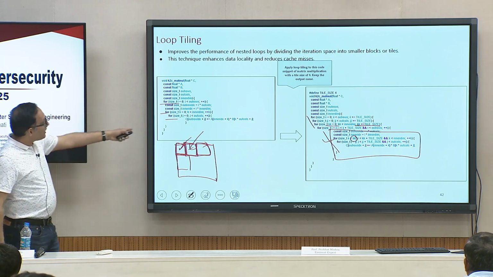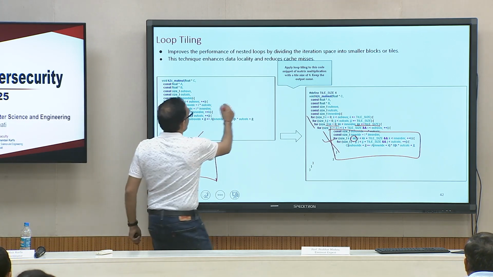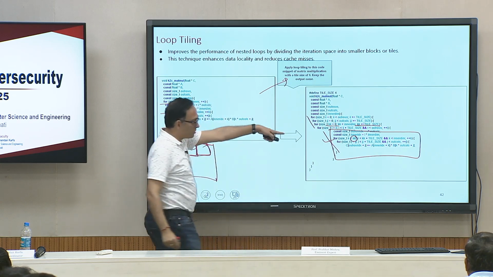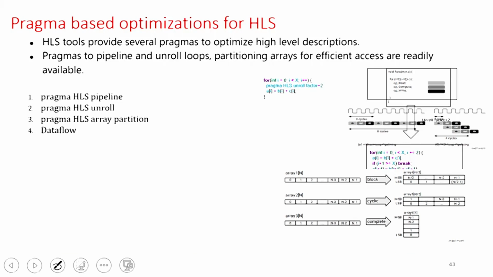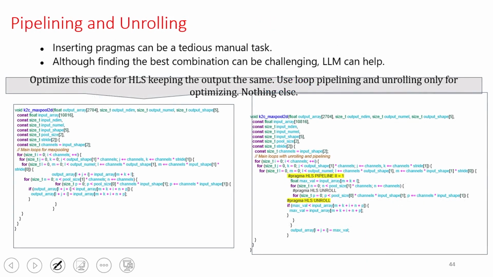So, these are the things an LLM can do. If you just give this code and this instruction, it will give you this code. Okay. Similarly, as I mentioned, there are pragmas, pipeline, unroll and all, so you can actually apply them. If you give this code and this prompt, it will add pipeline here, unroll here, and this is actually a good decision, okay.